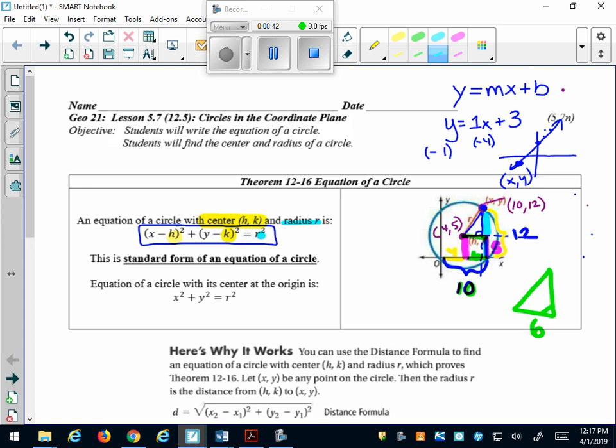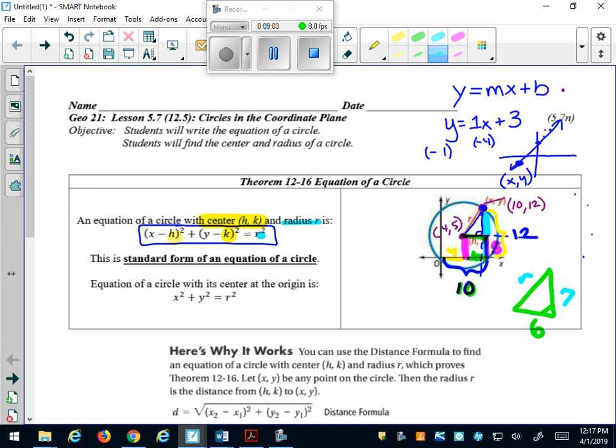7, because the entire thing is 12. This piece is 5. That makes this 7. So to get what r is, you would do Pythagorean theorem, right? 6 squared plus 7 squared equals r squared. All right, so let's talk about how we got that 6. How did we get that 6?